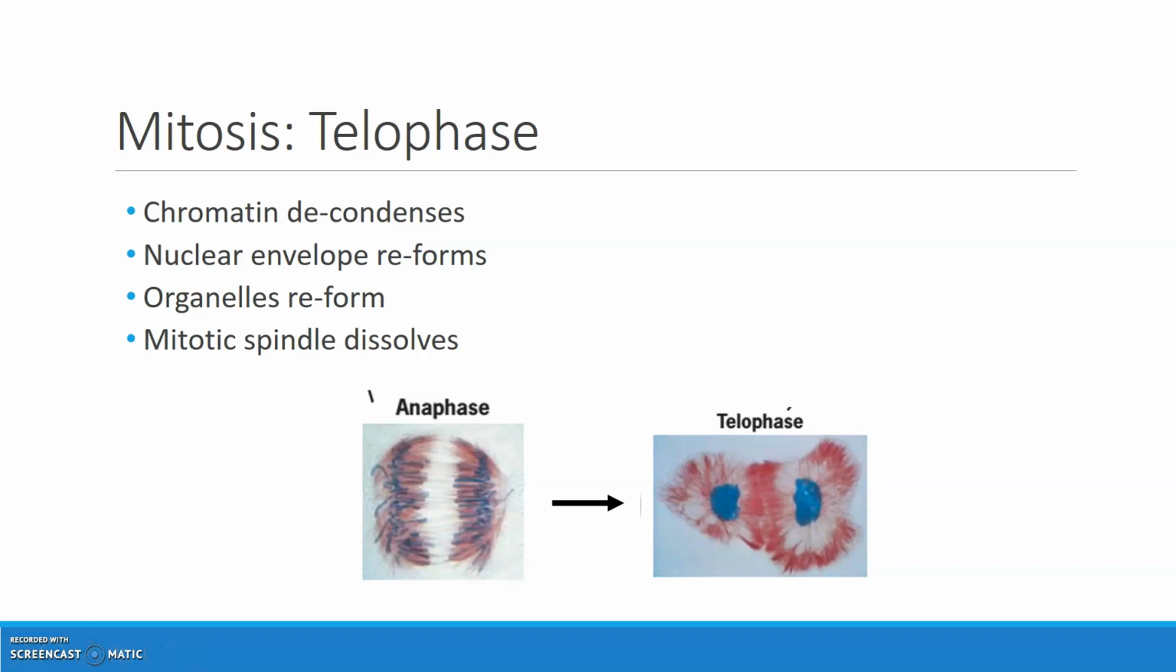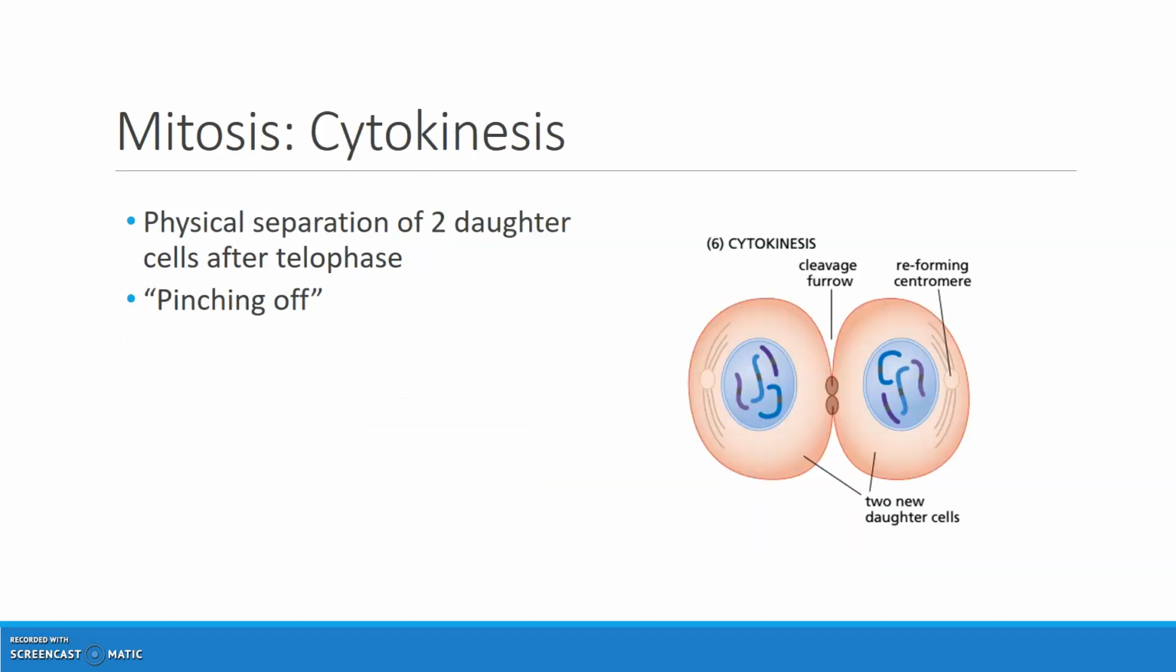And so there has to be a way to separate those two new cells and create the daughter cells. And this is the final phase of mitosis, or cytokinesis. Cytokinesis is the physical separation of daughter cells. The DNA has already been separated at the end of telophase. And so now we need to split the cells apart.